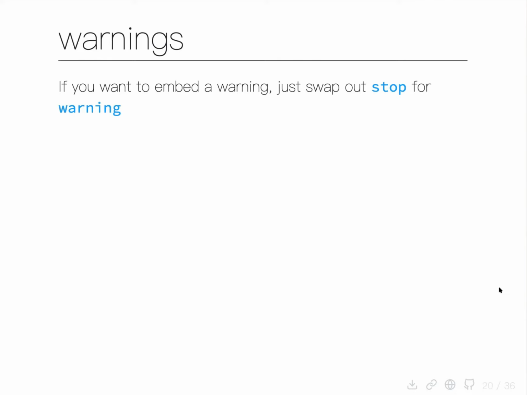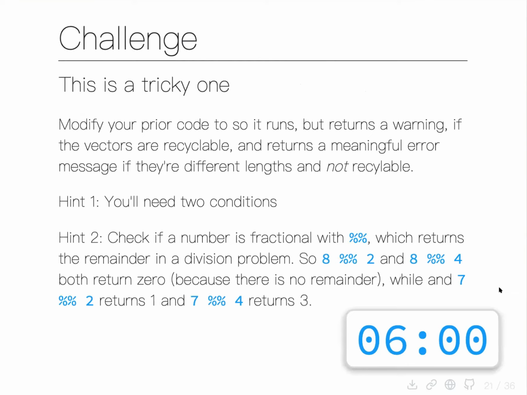Okay, warnings. Warnings are just like error messages, but instead of using stop, we're going to use warning. Other than that, it's exactly the same. So this is a very tricky challenge, which is why I've given you 6 minutes here. What I want you to do is take the prior code that you have and modify it so it runs but returns a warning if the vectors are recyclable, and if they're not recyclable, it returns a meaningful error message.